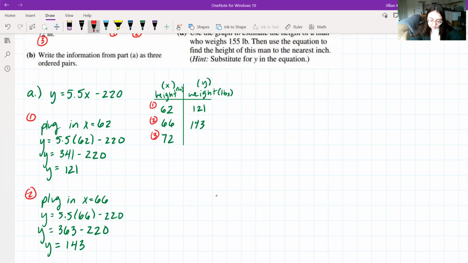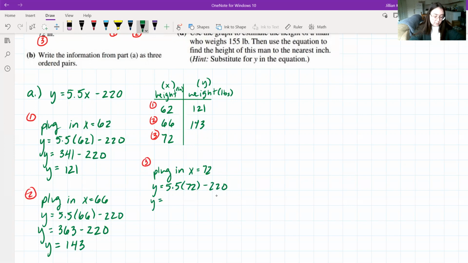Then lastly, which we're just going to put right under here, we want to plug in x equals 72. So we have y is equal to 5.5 times 72 minus 220.